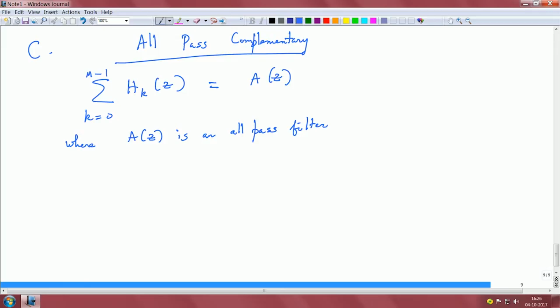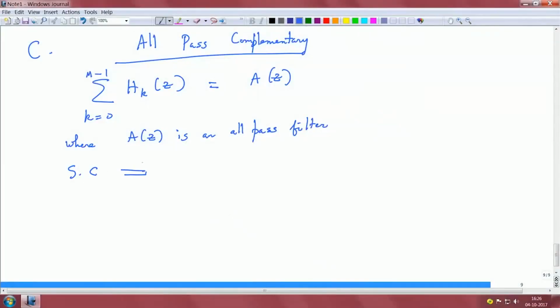Now, you might wonder, is there any link with all pass complementary and strictly complementary function? Strictly complementary functions are all pass complementary because some gain times a delay is all pass, but all pass filters are not strictly complementary functions. Okay. Now, SC would imply all pass complementary, but not otherwise. Reverse direction is not implied.